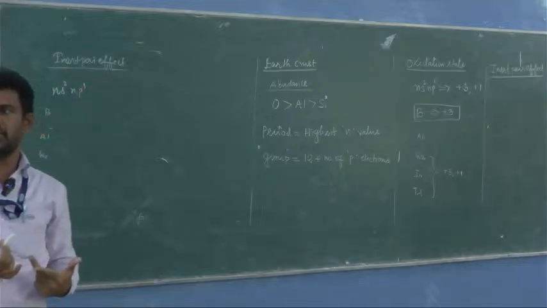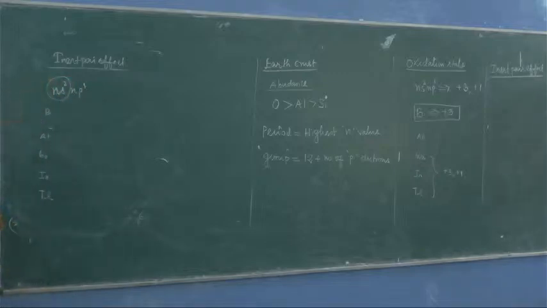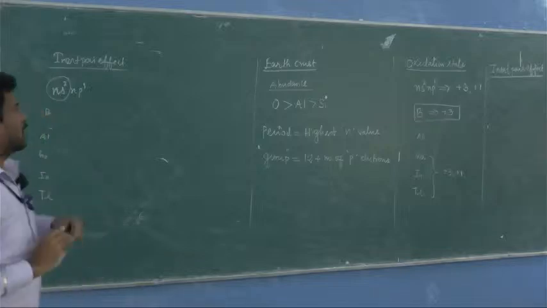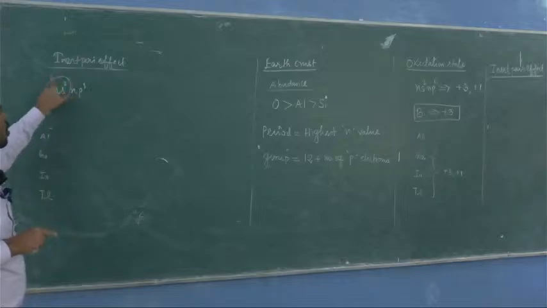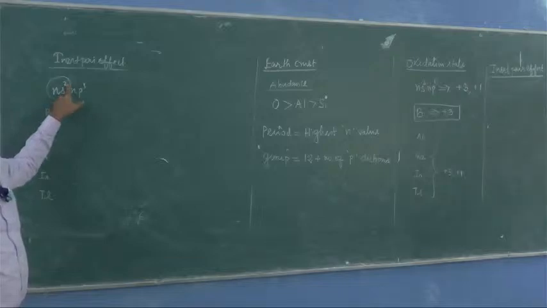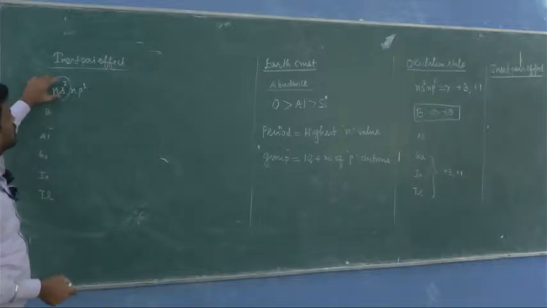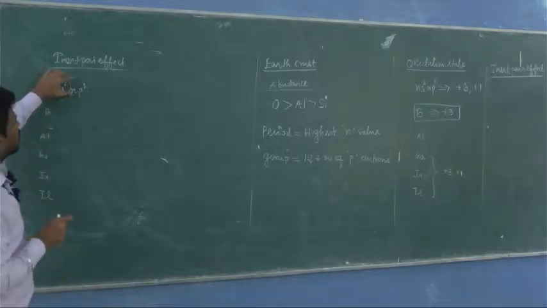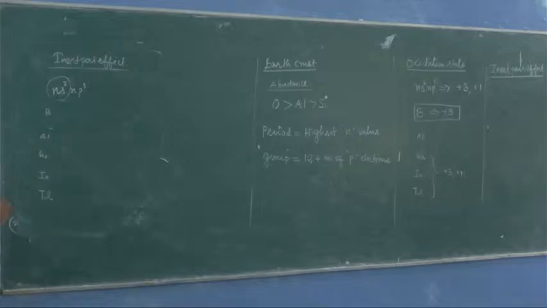Meaning, down the group, the s electrons will not participate in the bonding. These 2 s electrons are reluctant to participate in the bonding. That's why they are called the inert pair. Only the p electrons will participate in the bonding.